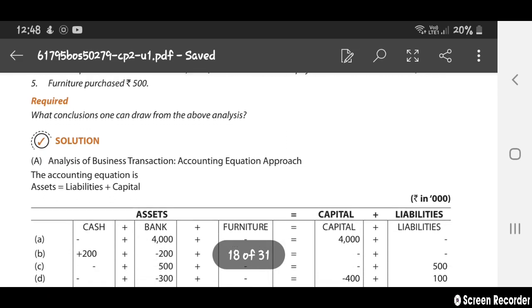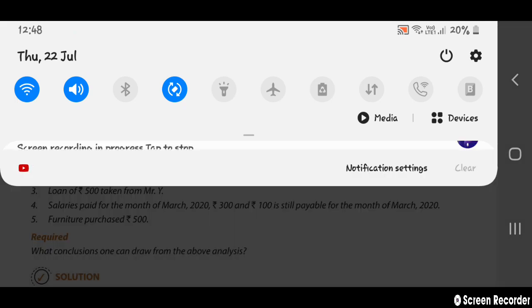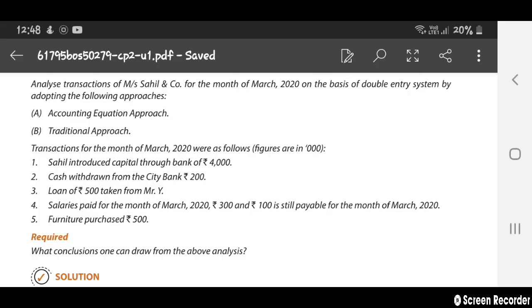Now they have asked you some questions. We have to analyze the transactions of Mr. Sahil and Corporation for the month of March 2020. They have done the transactions on the basis of the double entry system, adopting the accounting equation approach and the traditional approach, which you have learned about. Now, the transactions for the month of March 2020 were like this. Sahil introduced capital through the bank of rupees 4,000.